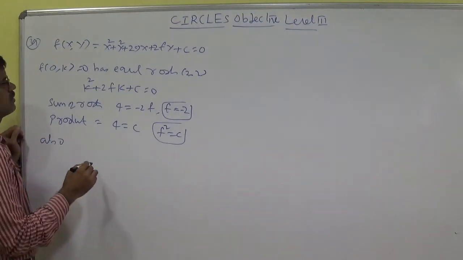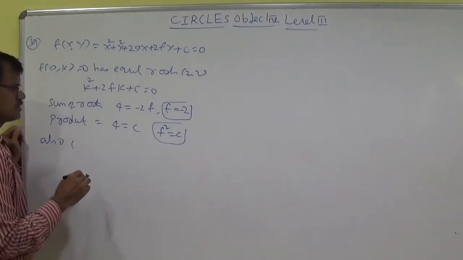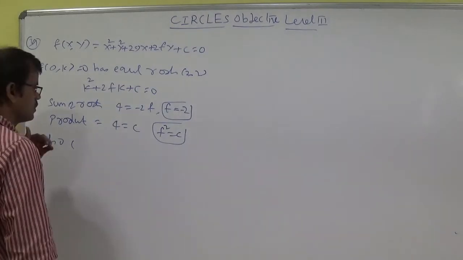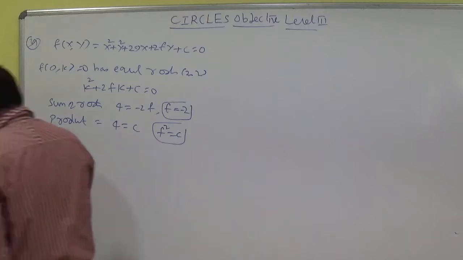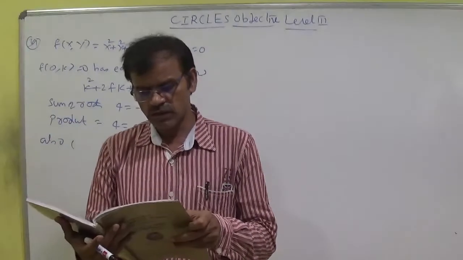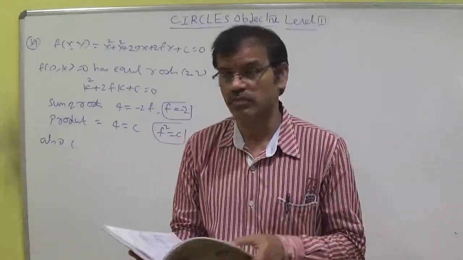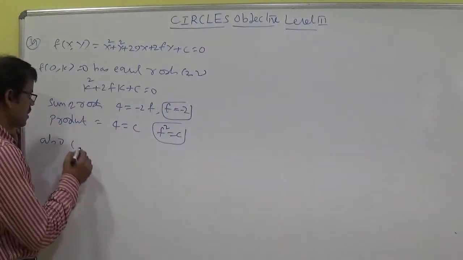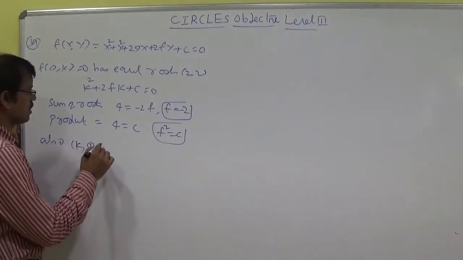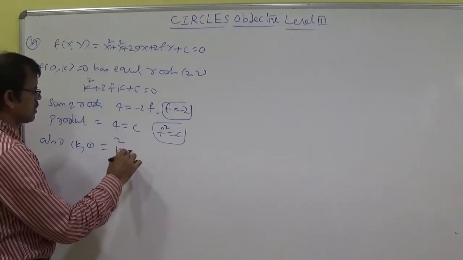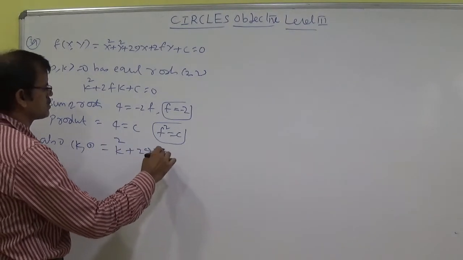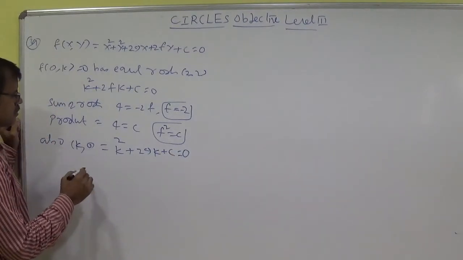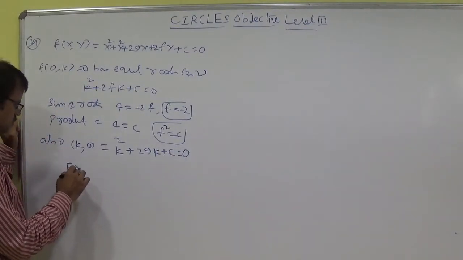In a similar way, we can also say that g square is equal to c, given k comma 0. Students, f is equal to minus 2 we got, so minus f is equal to 2. There is no maybe, second option confirmed. According to the center minus g comma minus f concept, we can say this one k comma 0. Substitute here, it becomes k square plus 2gk plus c is equal to 0.